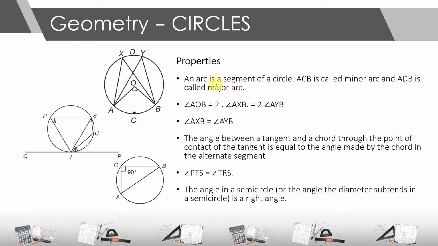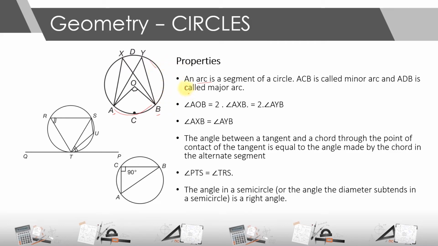Now we are going to look at properties of arcs. So arc is basically any portion of a circle. So suppose I take 2 points A and B. I can go from A to B via this smaller path on the circle via C. So this ACB, this smaller arc is called a minor arc, and the larger arc is called the major arc. So ADB, this is the major arc.